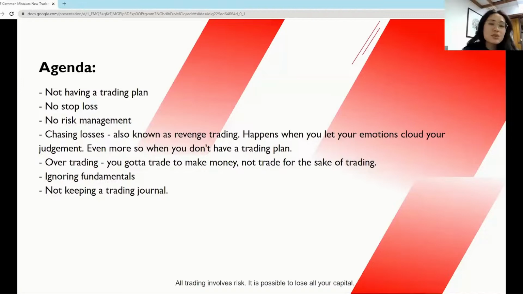For some of these, we will just skim through pretty briefly because some of them are pretty self-explanatory just from me mentioning it. I think it's pretty clear what we mean. And some of them we will get pretty in-depth into, such as the no stop loss and no risk management. We'll give you some tips on how you can prevent these from happening and how exactly you should manage your trade. So let's dive right in. Throughout the webinar, if you have any questions or anything you'd like to point out, feel free to pop them into the chat, and I'll try and answer them as best as I can.